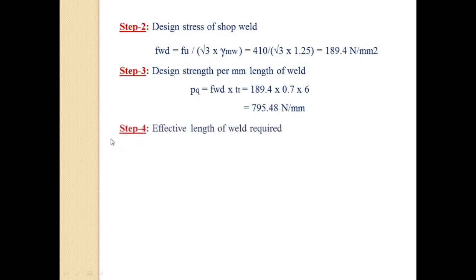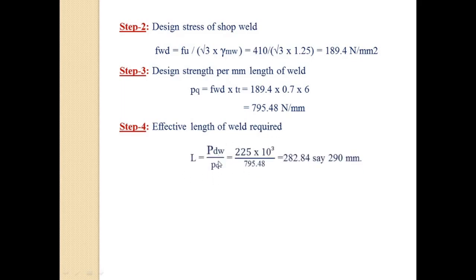Next is step number 4, that is effective length of weld required. So L we can calculate using the formula Pdw upon Pq. So the factored load is 225 kilonewton, that is 225 into 10 raised to 3 Newton, divided by Pq, the design strength per mm length of weld, that is 795.48. We get the length of weld required equal to 282.84, or we can say 290 mm.